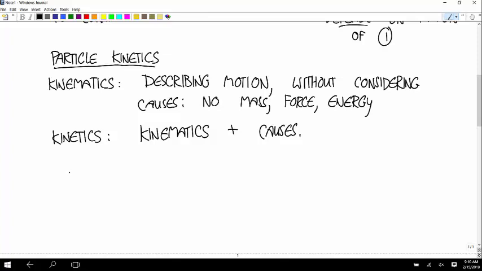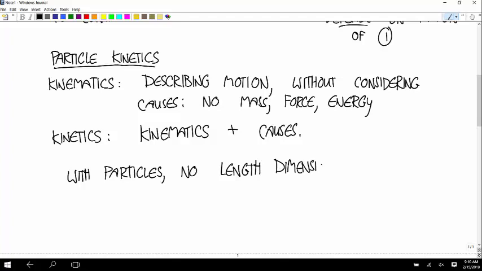Since we're only dealing with particles, we're not considering length dimensions of any objects. And if there's no length dimensions, there's no difference between the left side and right side and top and bottom. And so we also can't consider orientations. And so we're not going to consider moments of inertia, any of that stuff.